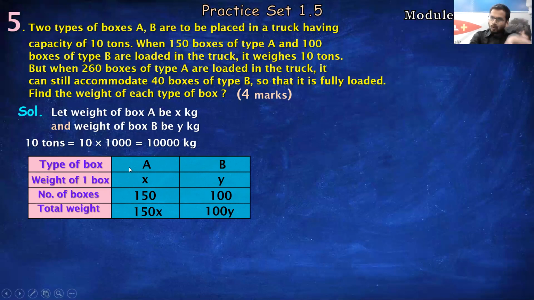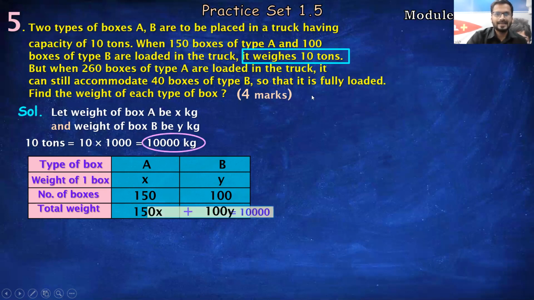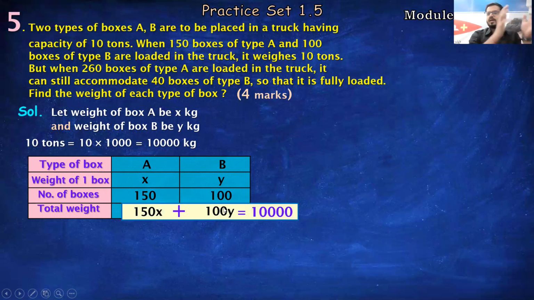So the type A total weight I know, it is 150x, and the type B total weight I also know, which is 100y. And what is the given part? It weighs a total of 10 tons. If I accommodate both types of boxes in the truck, the total weight is going to be 10 tons, which is nothing but 10,000. Means can I say this is going to be my equation?